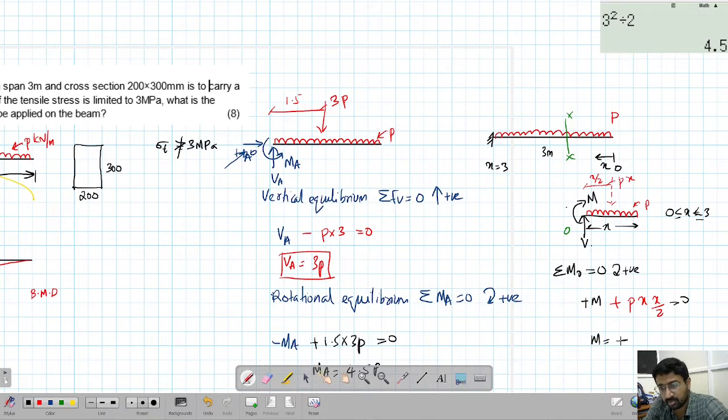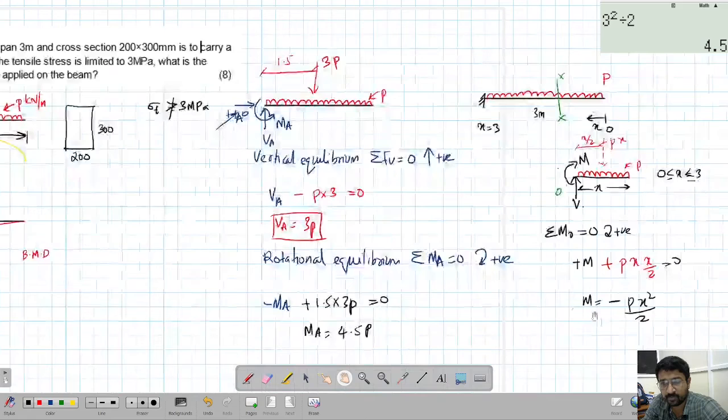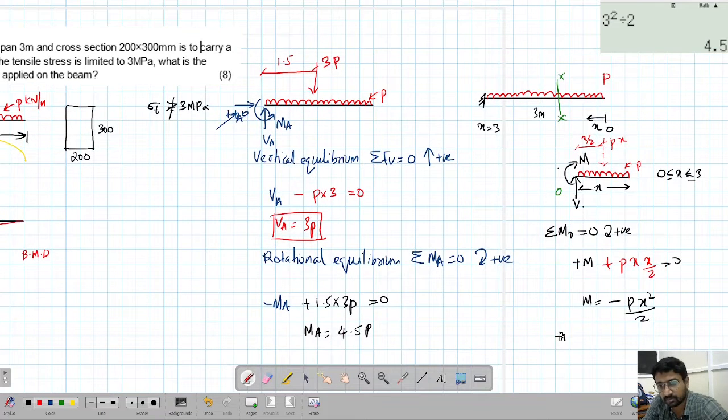So M equals minus P x square by 2. The negative sign indicates it's a sagging moment. So this is the moment we want. Now put x equal to 3 meters to get the moment at this location. So M equals minus P into 3 squared divided by 2, that is minus 4.5 P.